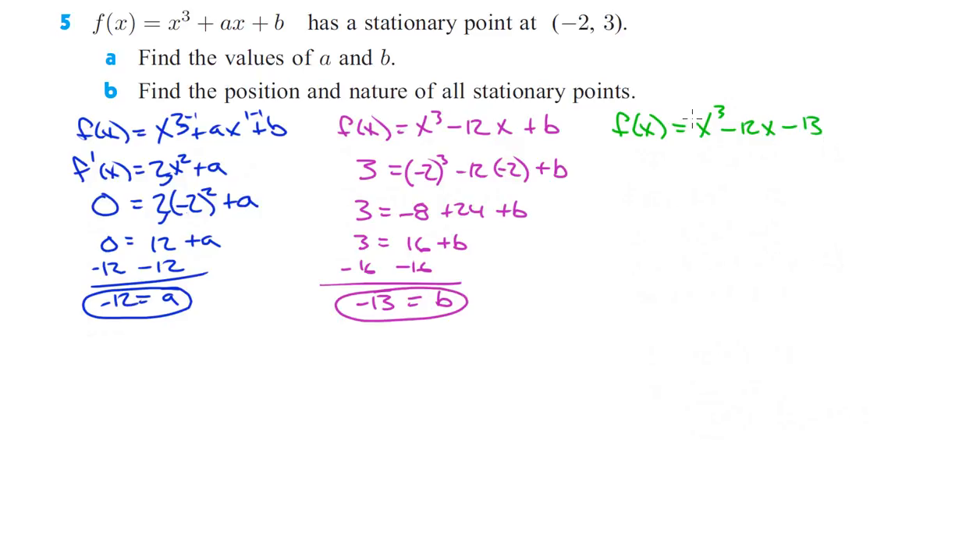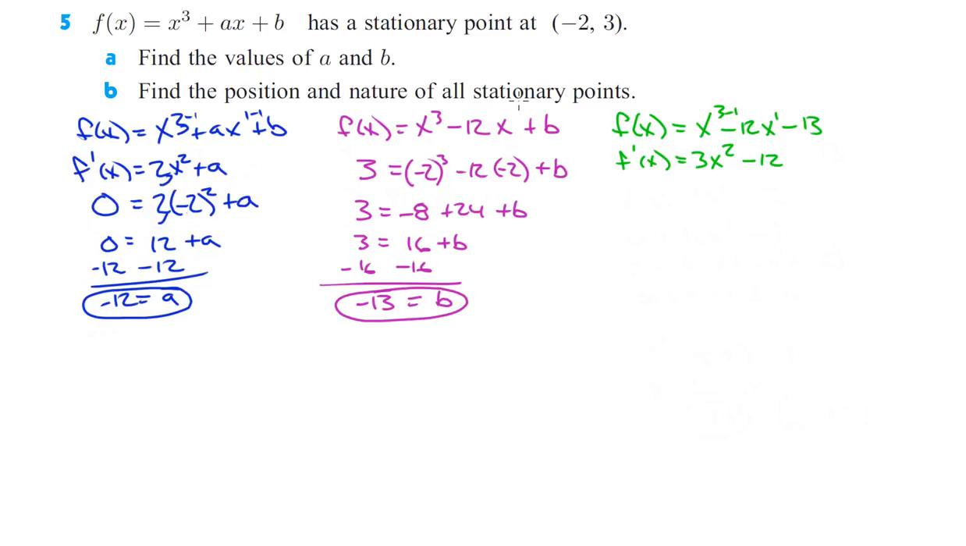Okay, so again, we know we're going to have stationary points in there, so that means the slope of the tangent is 0, so that means we've got to take the derivative. f prime of x is 3 times 1 is 3x. Subtract 1 from that, that's x squared. And then 1 times negative 12 is minus 12, and then the derivative of our constant turns into 0.